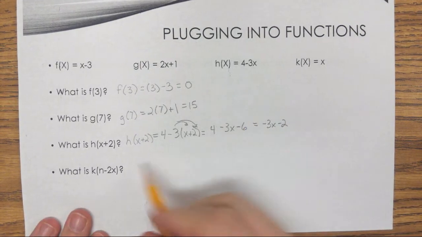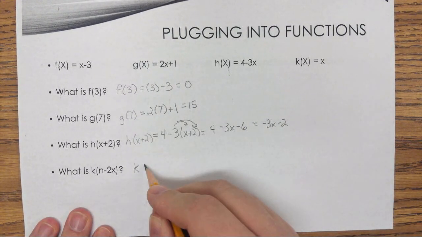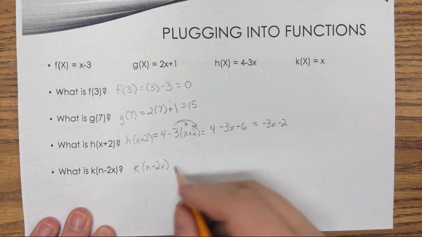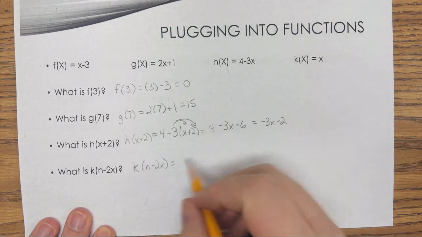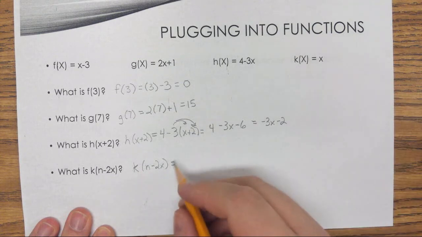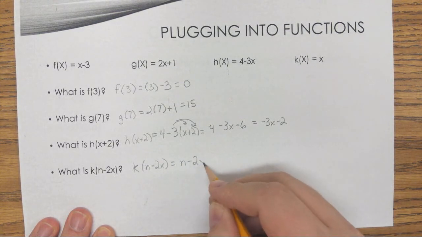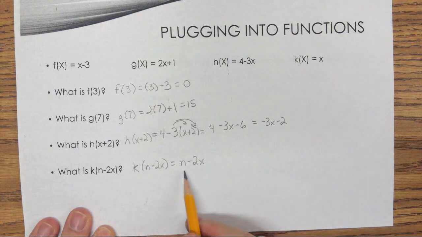Let's do one more. This is k of n minus 2x. And I'm just plugging that in for the x. There's just an x here, so there won't be any simplification or anything like that. So I just do n minus 2x. So in place of the x, I just put that.